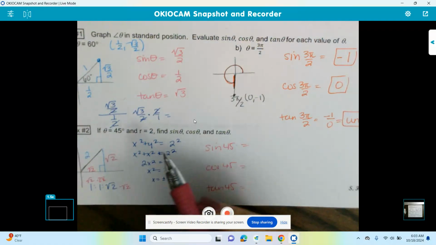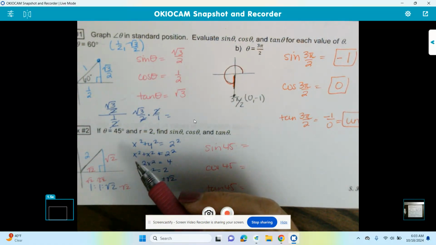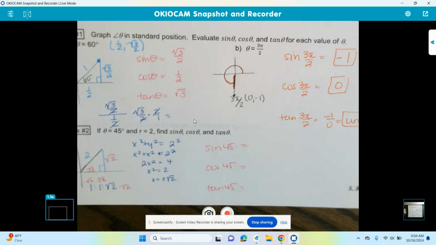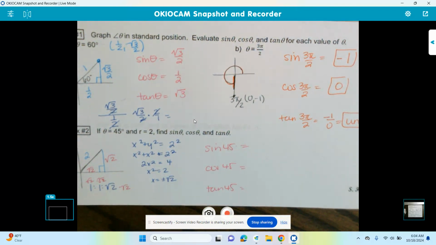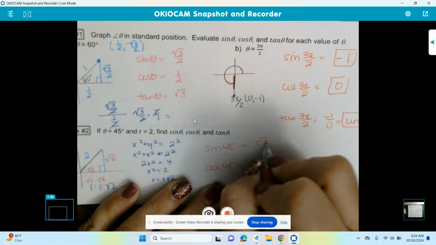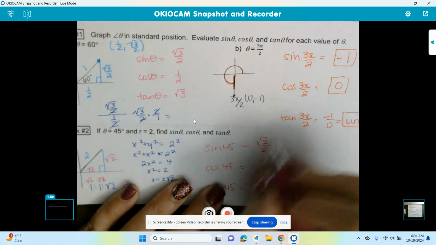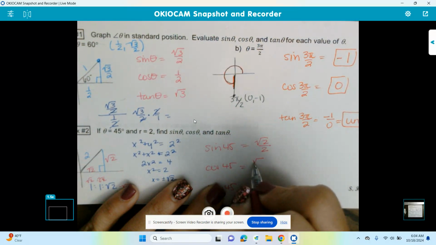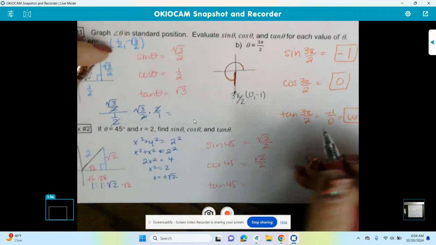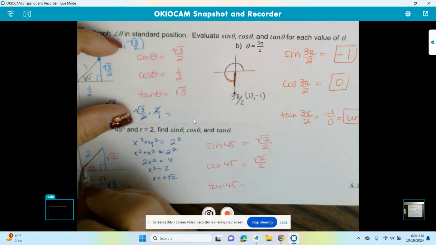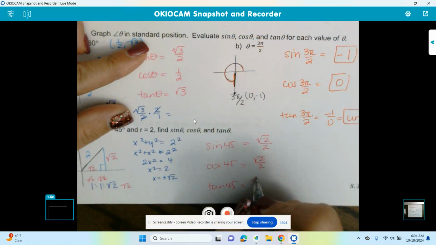Okay, so sine, again, is either your y or opposite over adjacent. But since our radius is 2, we can't do y. So we are going to have to do opposite over adjacent. So opposite here is going to be the square root of 2 over 2. Cosine's the same. Adjacent over hypotenuse is square root of 2 over 2. And then tangent we talked about was opposite over adjacent. So that's going to be square root of 2 over the square root of 2, which is 1.